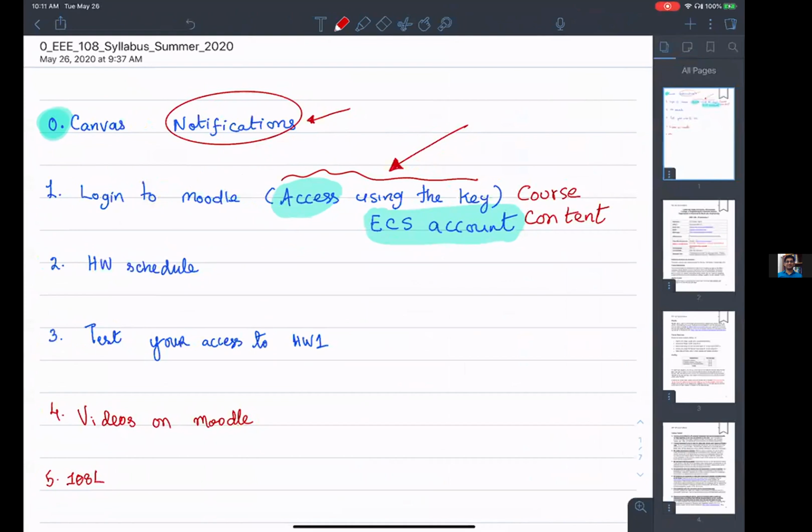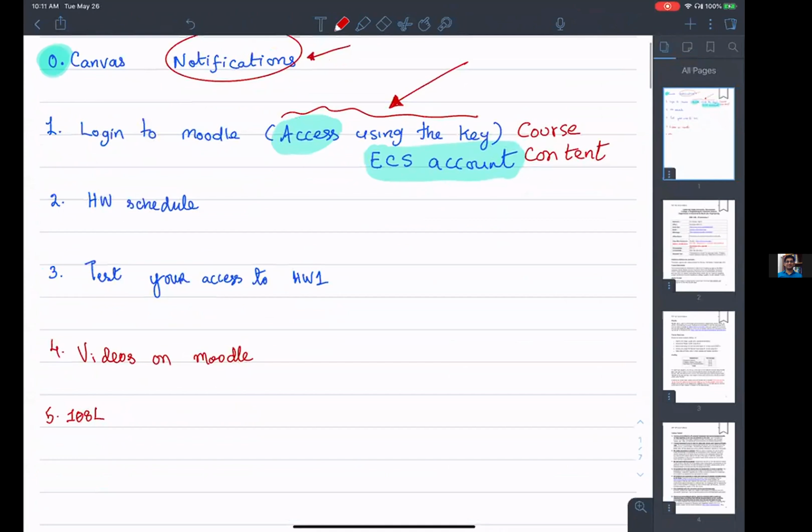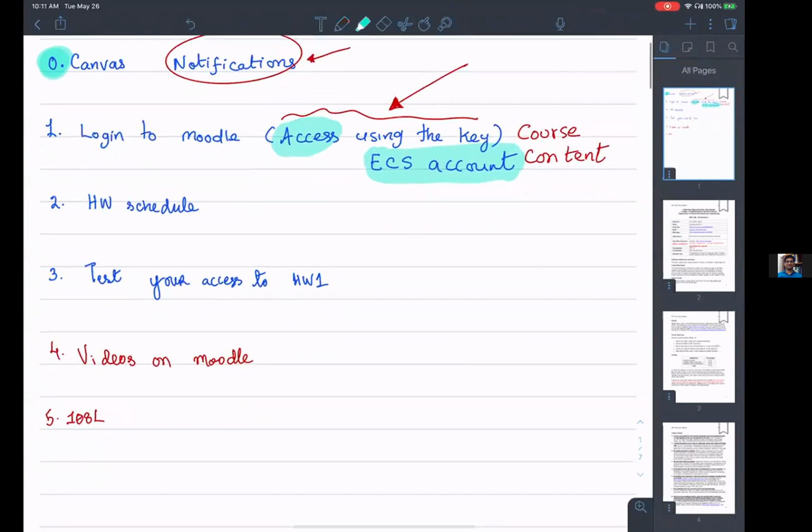Okay, and then sometime today, before it's too late, before tomorrow or the day after, what you want to do is to test your access to homeworks. Okay, you definitely want to make sure that you have access to homework one is already available. As a matter of fact, all the homeworks are available already on Moodle. You want to test your access on Moodle. And I did talk about videos on Moodle that you should watch before the class.